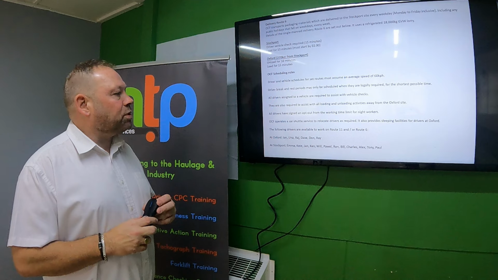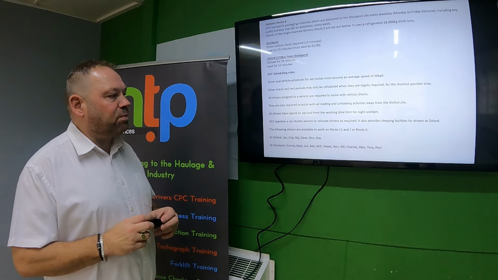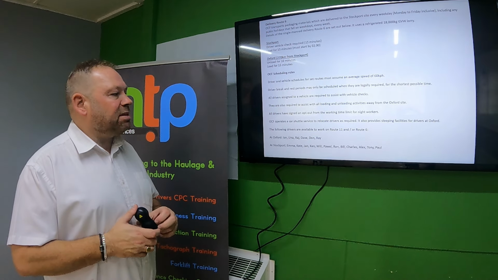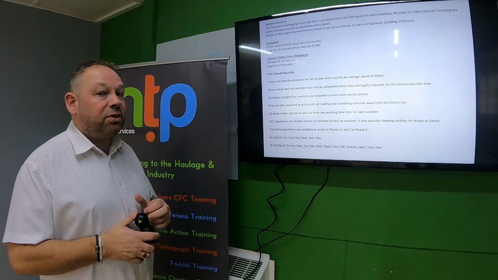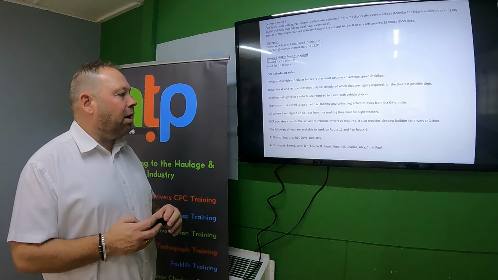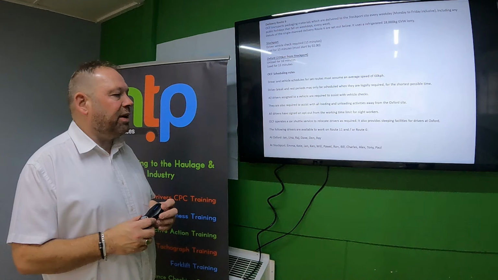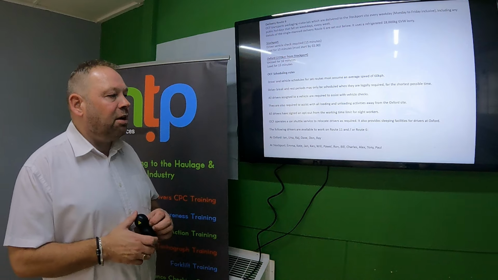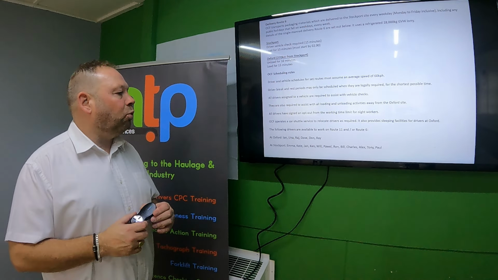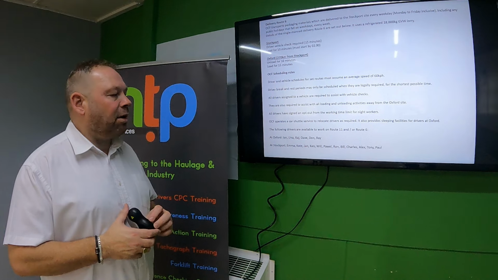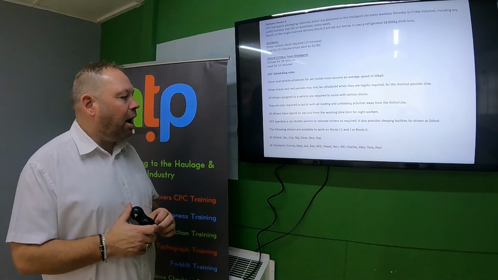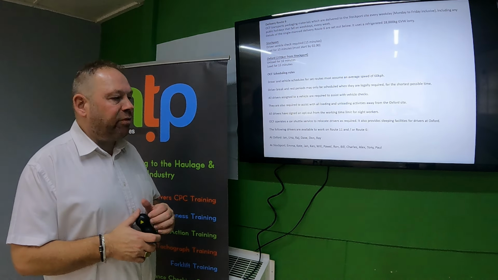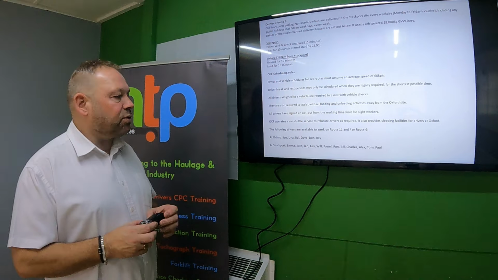OCF scheduling rules: driver and vehicle schedules for set routes must assume an average speed of 60 kilometres per hour. Driver break and rest periods may only be scheduled when they are legally required for the shortest possible time. All drivers assigned to a vehicle are required to assist with vehicle checks. They are also required to assist with all loading and unloading activities away from the Oxford site. All drivers have signed an opt-out from the working time limit for night workers. OCF operates a car shuttle service to relocate drivers as required. It also provides sleeping facilities for drivers at Oxford.